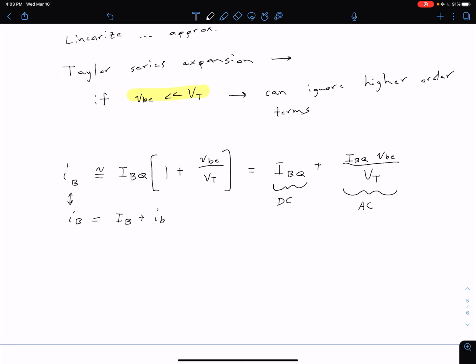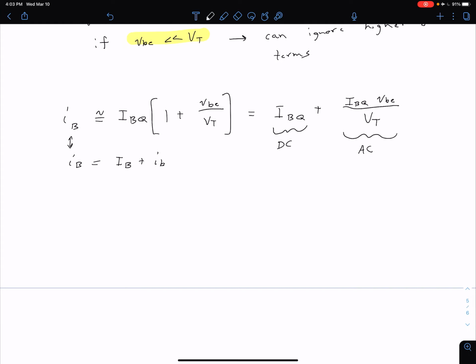So now we have that desired linear relationship between our lowercase ib, which is equal to some constant value, which is going to be IBQ over VT, times our vbe. So this is our desired linear relationship.